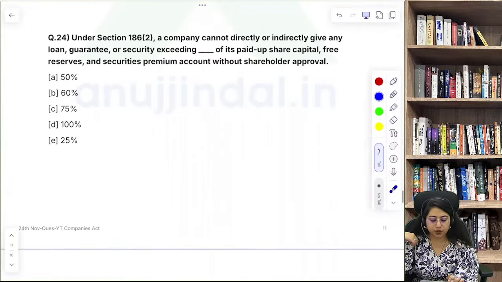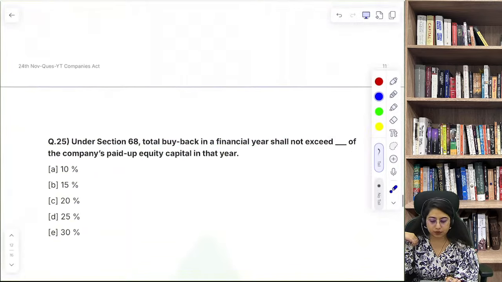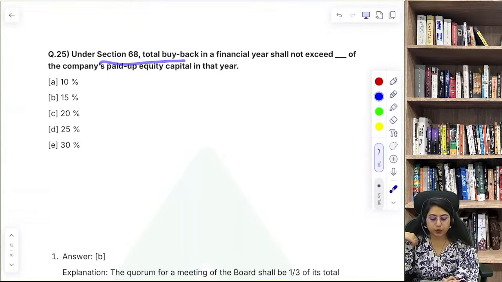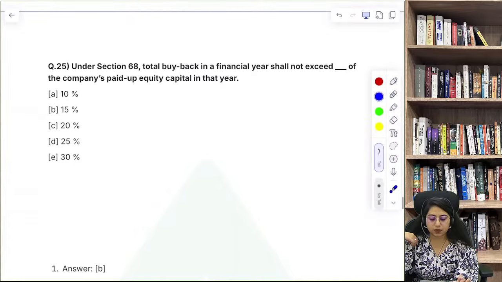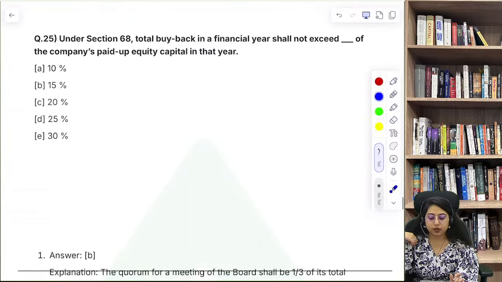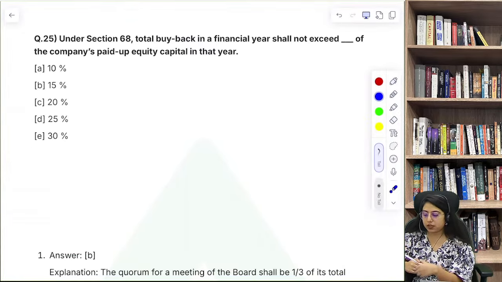Anyway, question number 24. The right answer of question number 24 is 60%. Under section 68, total buyback in the financial year shall not exceed how much of the company's paid up equity capital in that year? Question number 25 is the last question.